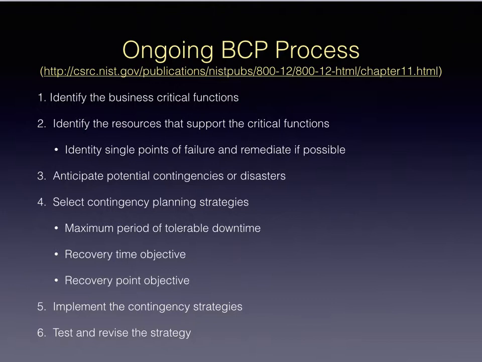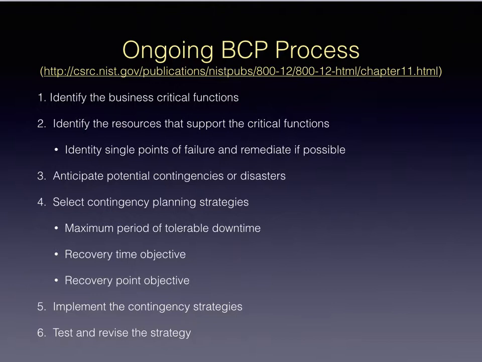So for each critical business process, we anticipate potential contingencies or disasters. In other words, we look at the potential threats, or the probable threats, that could cause a business continuity event. We select contingency planning strategies. This starts with looking at the maximum period of tolerable downtime. How long can a system be down before it causes irreparable damage to a business?